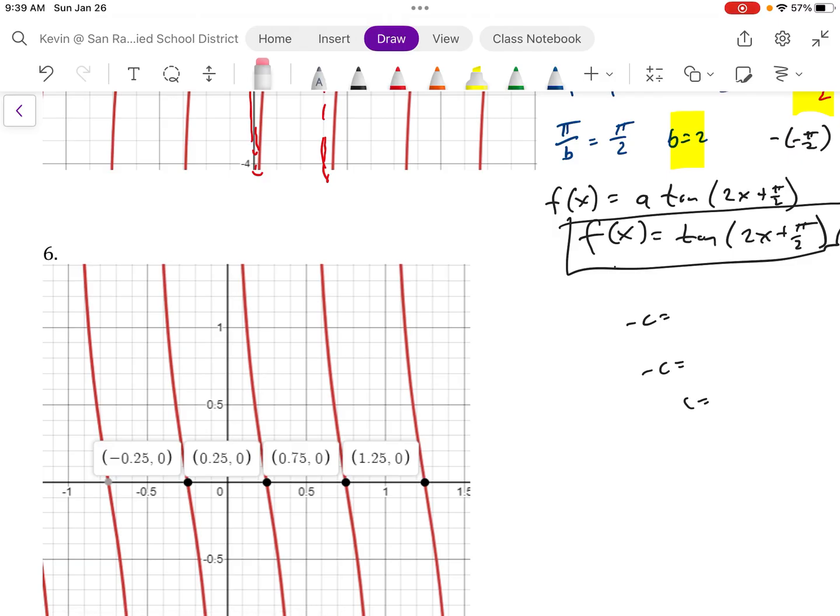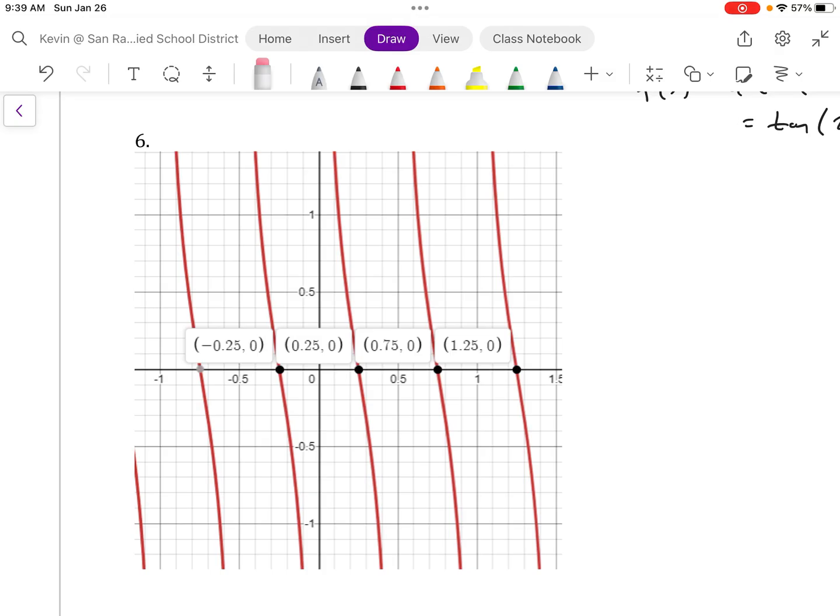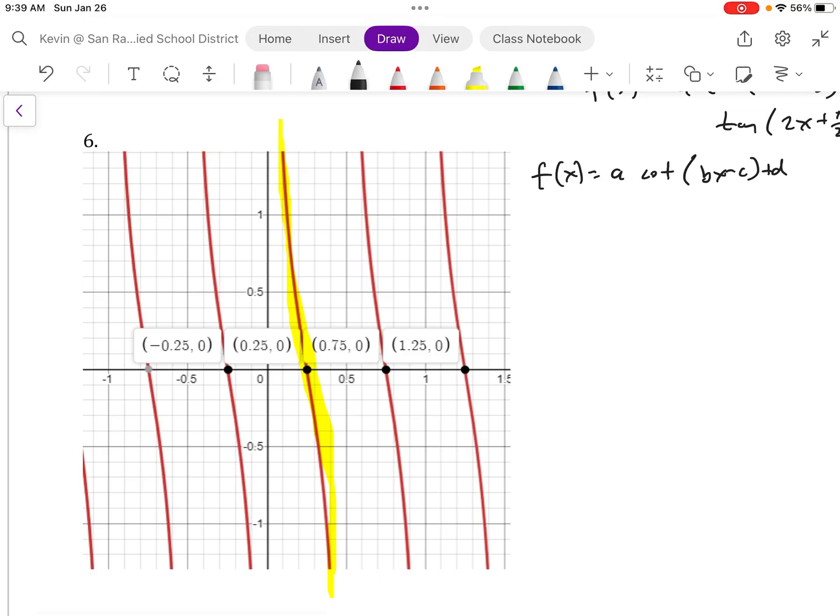Okay, let's go down to our last one here. My eraser is going really slow for some reason. All right, in this case, it's pretty clear that this is going from upper left down to lower right, and therefore we know that this is going to be cotangent. So f of x equals a cotangent bx minus c plus d. Okay, and let's find all of our different pieces.